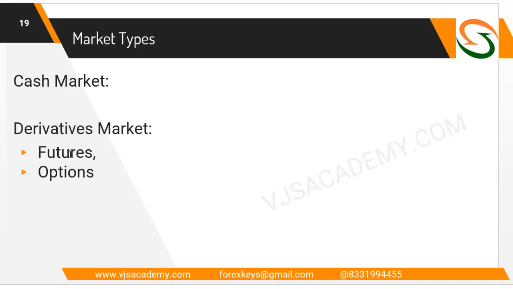In the derivatives market, futures and options are there. Options, we will discuss later on. First, we will discuss futures. These futures contracts were actually adapted from agricultural farmers. Say for example, one farmer is growing cotton. At present the cotton rate is around 4000 rupees. But after getting the yield, the market price may go down or go higher.